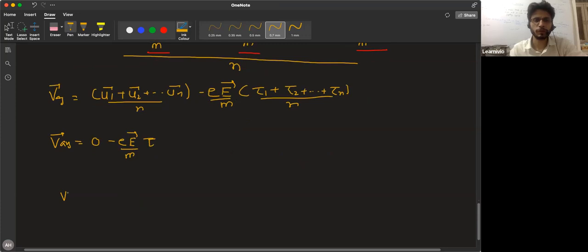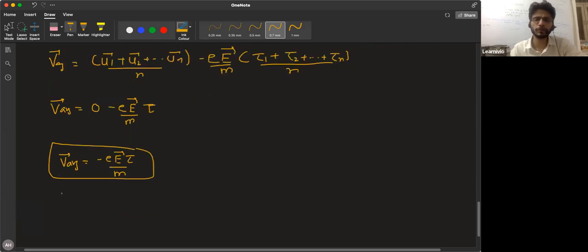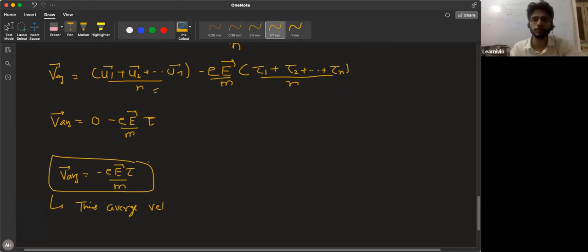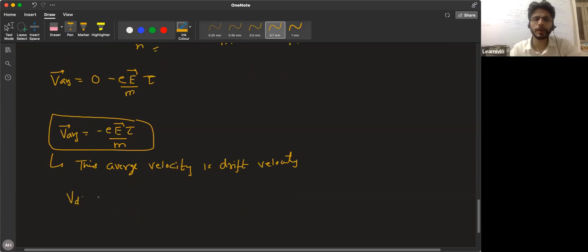So this is V average. It's minus of eE tau by m. That's the average velocity, and this average velocity is known as drift velocity. See, this is the average thermal velocity. Now we wrote in the first equation the average thermal velocity is 0. This average velocity is known as the drift velocity. So the drift velocity Vd, if I just write the magnitude, is eE tau by m.